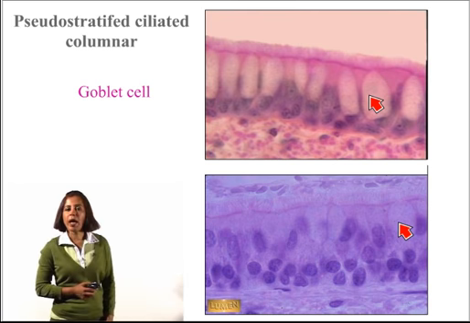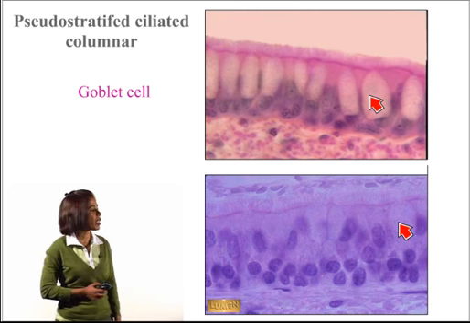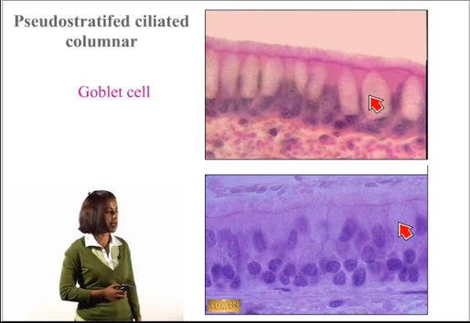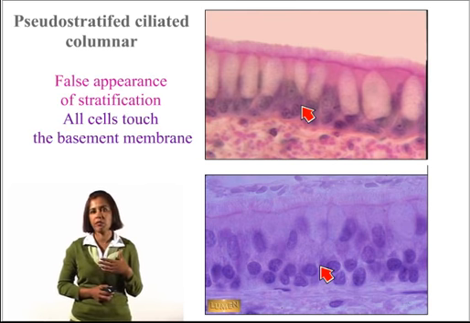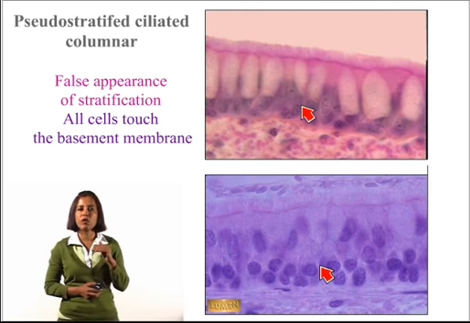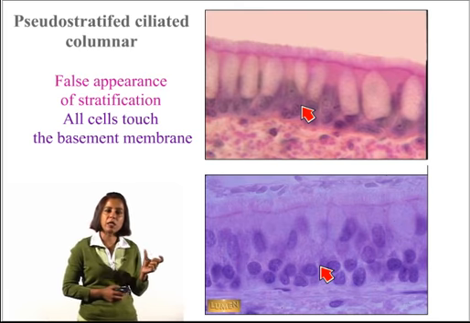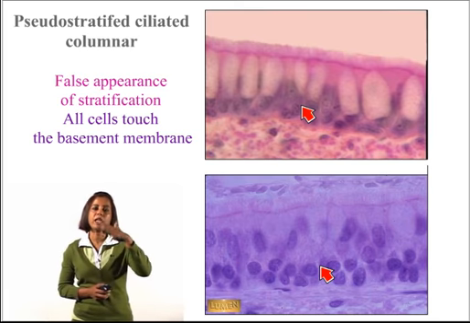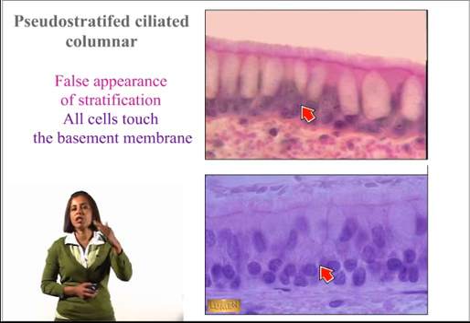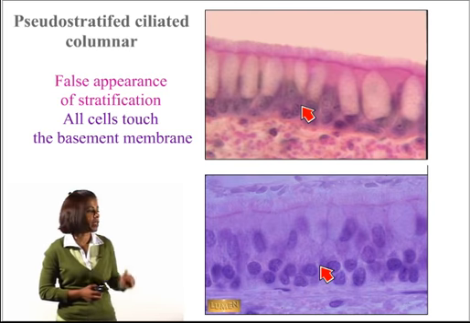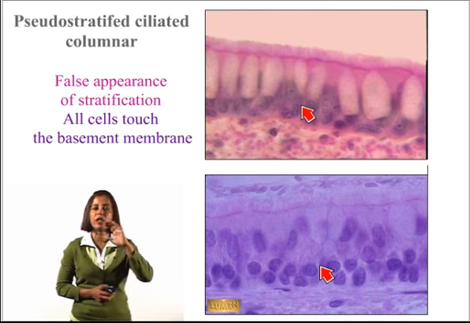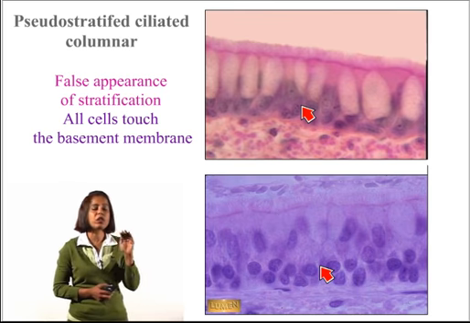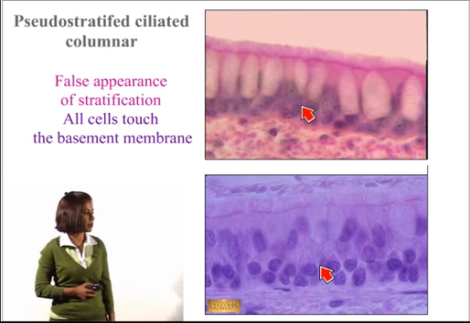Now again, to go back to typical features of pseudostratified ciliated columnar epithelium, there's a false appearance of stratification. You see many layers of nuclei, but actually all the cells touch the basement membrane. Some cells are tall, some cells are short, and hence it looks as though the nuclei are at different levels, which they are, but it's not that they'll sit one on top of the other. So this is not true stratification.